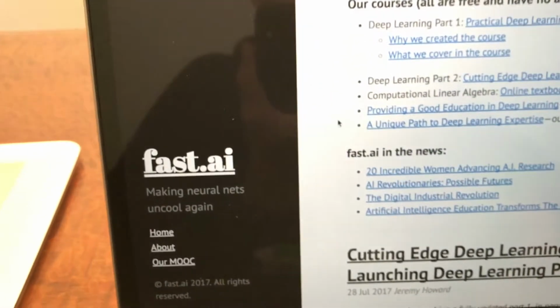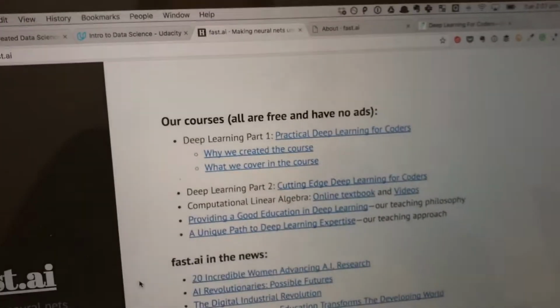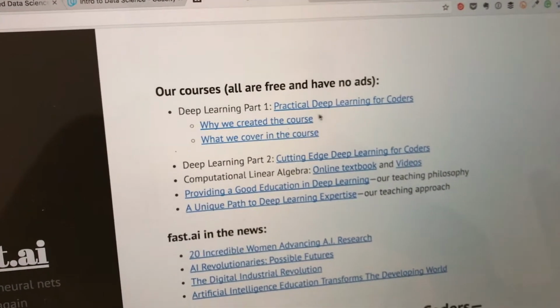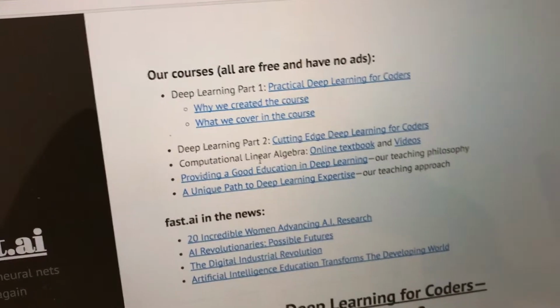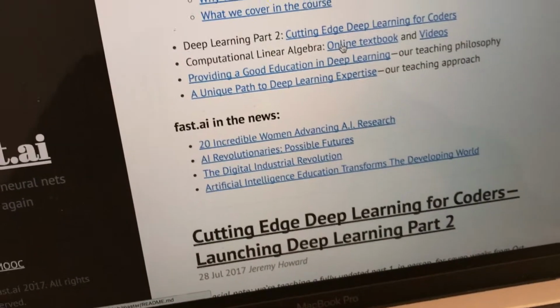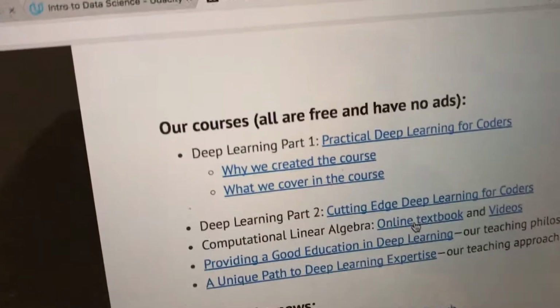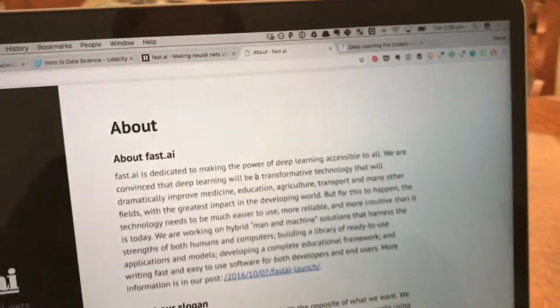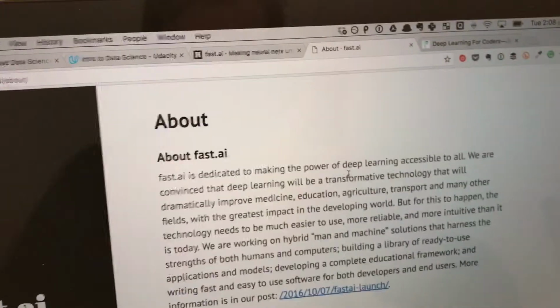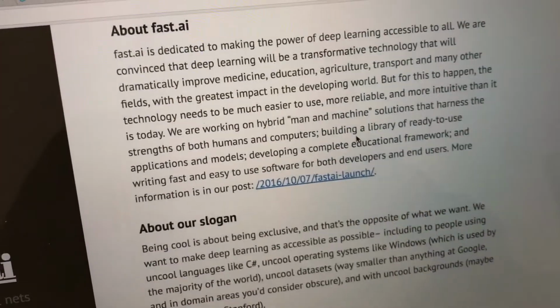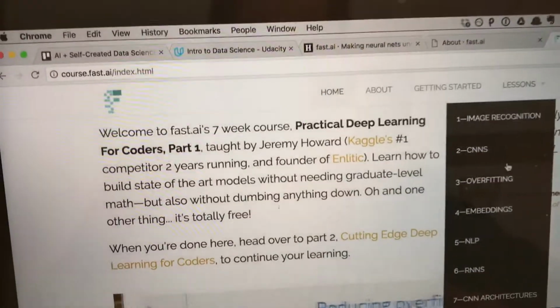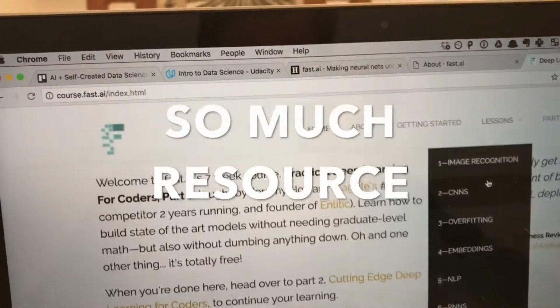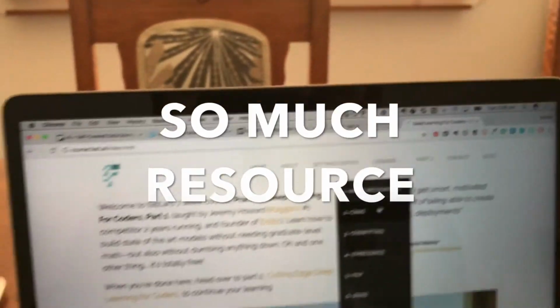So it's another free course on neural networks, deep learning, practical deep learning for coders, a 2-part course, and there's even a textbook now as well. Oh, sorry, that's for linear algebra. But their mission is to make deep learning accessible to all, and their courses are free online. Check it out. So many resources. So that's another thing I'm going to keep in mind.